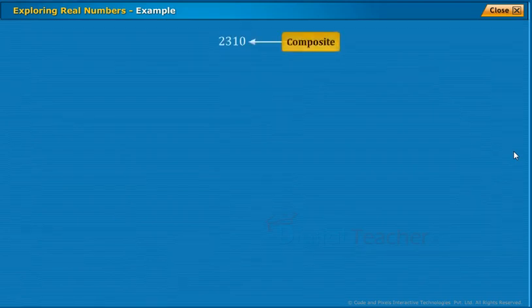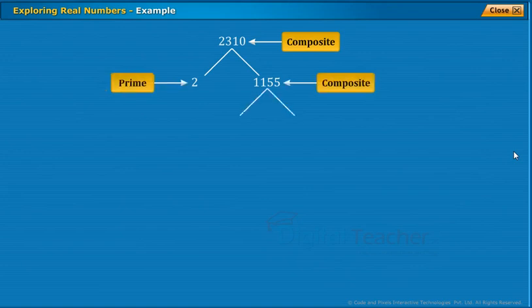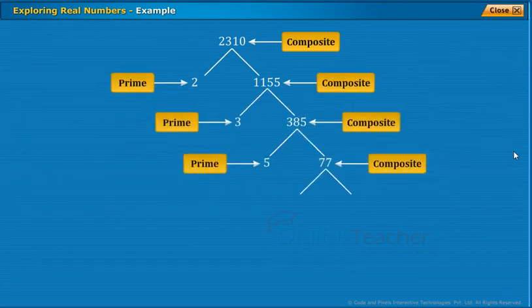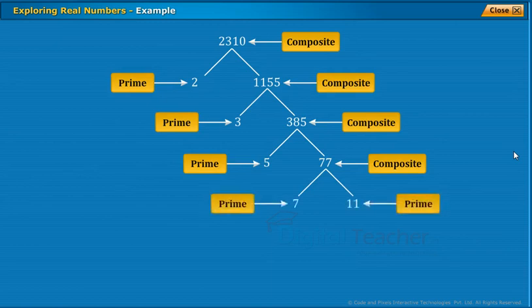Exploring real numbers. For example, the composite number 2310 is expressed in terms of a product of primes as shown on the screen. Therefore, the primes in the product are 2, 3, 5, 7 and 11.